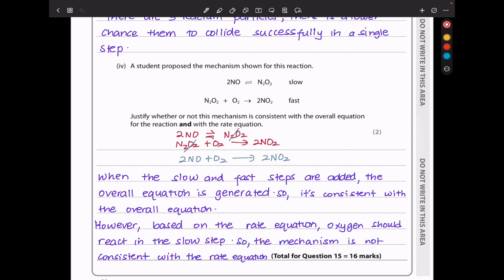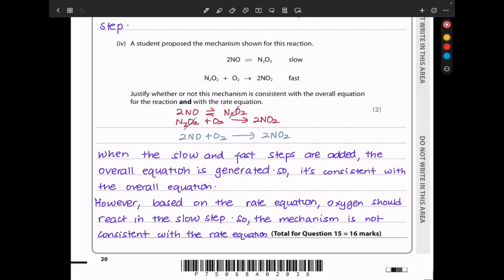And next they say a student proposed the mechanism shown for this reaction. So we see that and that. They say justify whether or not this mechanism is consistent with the overall equation for the reaction and with the rate equation. If we look at the proposed steps of the mechanism, the rate equation should only have nitrogen monoxide. Oxygen shouldn't be there because oxygen occurs after the slow step.